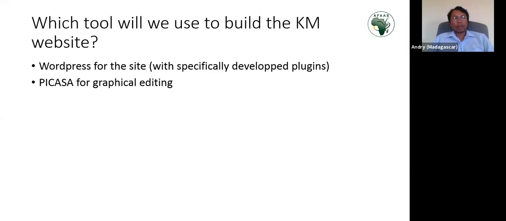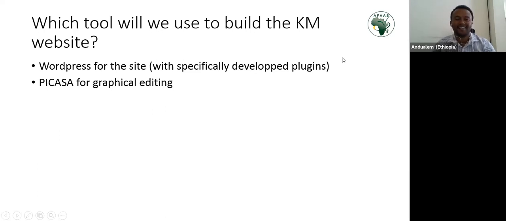WordPress will be used. The reason is very simple. WordPress is the most used among us already, and worldwide, it's also the most used content management system. So we use that one, but with specifically developed plugins to make it more customized for our knowledge management system. We'll learn about all these things later. Now for the graphical editing, Picasa is enough. I don't know how many of you have been using Picasa. Do you know the functionalities and how it works? Who knows Picasa? Need a training. I don't have any information, but it's a very easy tool. I can search it and watch a YouTube video.